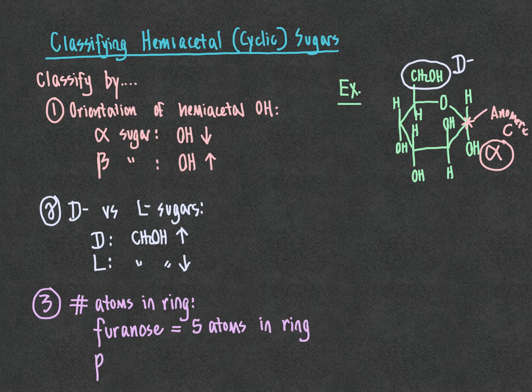6 atoms in the ring is referred to as a pyranose. That OSE suffix is what clues us in that these are sugars. 6 atoms in the ring and the pyranose. I don't have a clever way to remember that one, unfortunately, but P for pyranose refers to 6 atoms in the ring by definition. And so if we're classifying the structure up here, we would definitely refer to this as a pyranose because it is the hexagon sugar. It has 6 atoms in total in the ring.